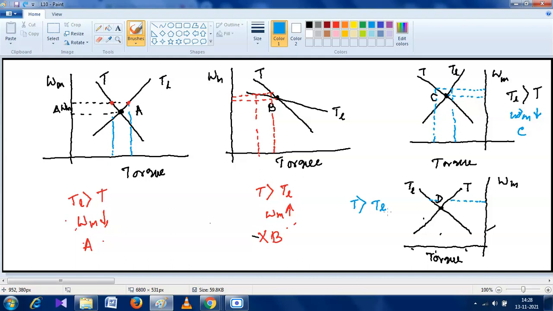So in the case of point D, we can see the equilibrium point is D, and if we give a small perturbation there, then if the speed increases by a small amount, say delta omega m, at that point we can say that T is greater than TL, because T is more positive than the load torque. So if the machine torque is greater than the load torque, what will happen?